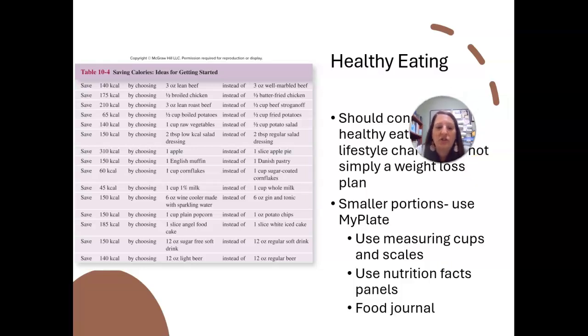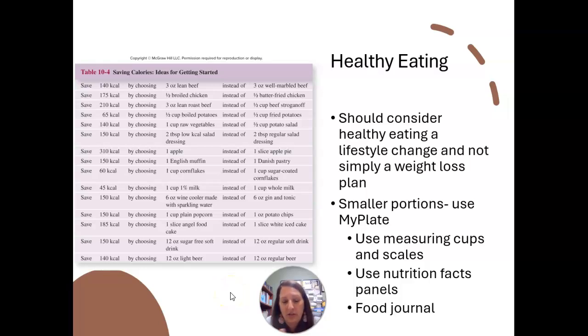So here are just some suggestions. If you are a dietitian working with a patient, here are some ideas for getting started to save calories. You can save 140 calories by choosing 3 ounces of lean beef instead of 3 ounces of fatty beef. You can save 45 calories by choosing 1% milk over whole milk. So, kind of easy swaps here. Again, you should consider healthy eating a lifestyle change and not simply a weight loss plan. Dieting doesn't work in the long term. MyPlate is a great spot to look. MyPlate encourages smaller portions, and it encourages specific ratios, percentages of different food groups.